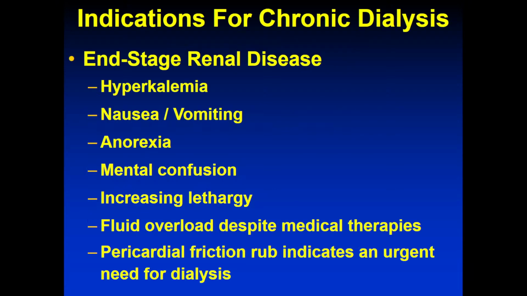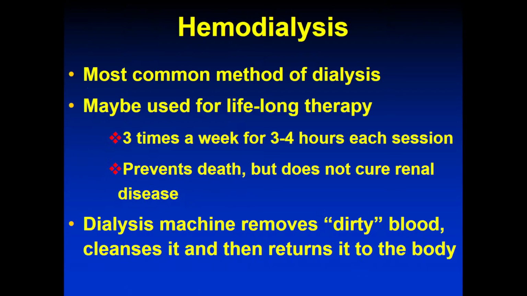What are the indications for chronic dialysis? End-stage renal disease with hyperkalemia, nausea, vomiting, anorexia, mental confusion, increasing lethargy, fluid overload despite medical therapies, pericardial friction rub, which indicates an urgent need for dialysis. I told you, funeral bells, pericardial friction rub means.